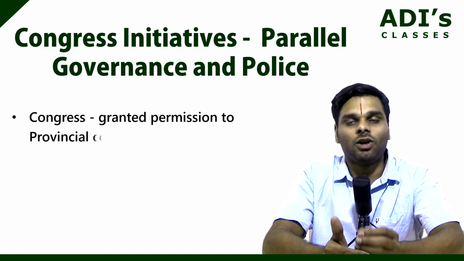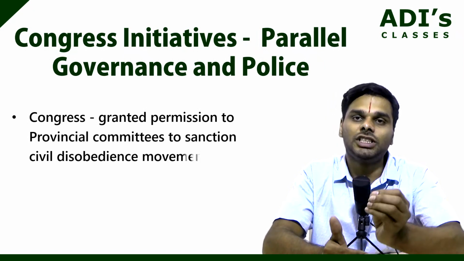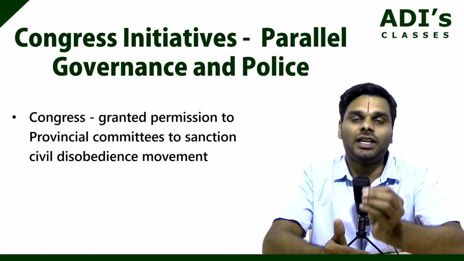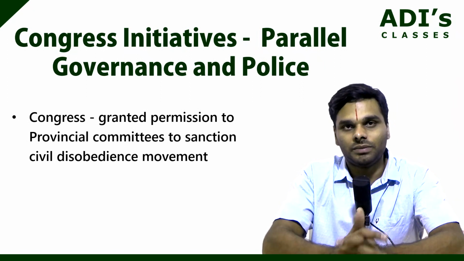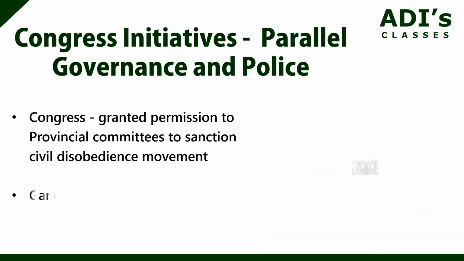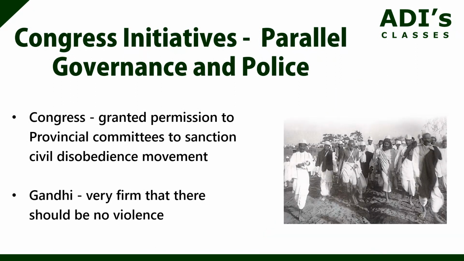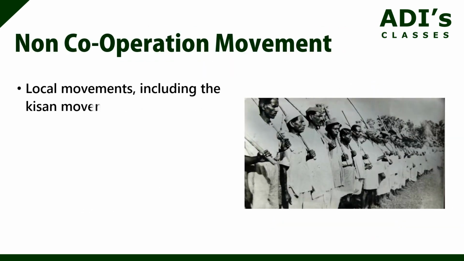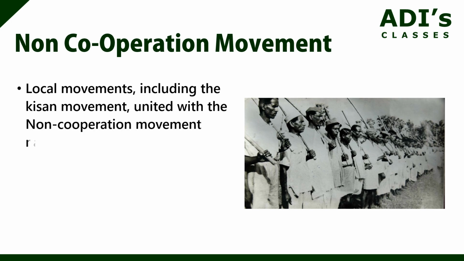The Congress had also granted permission to provincial committees to sanction civil disobedience movements wherever it was possible at a local level. Gandhi, however, was very firm that there should be no violence involved. Smaller local movements like Kisan movements and other local issues joined the non cooperation movements across the country. This was now like a burgeoning river.